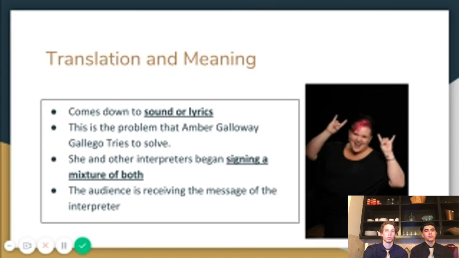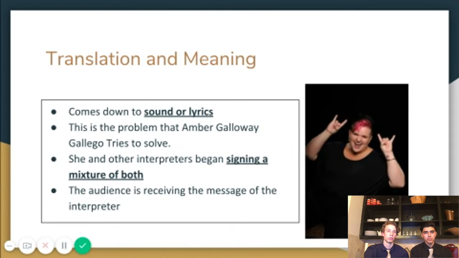Translation and meaning now. When it comes down to translating the meanings of songs, there's a choice between translating the lyrics and sound, meaning the interpreter would either sign the melody or the lyrics, because not every deaf person has the same range of hearing. Some may be able to hear the melody better than others. So to combat this, interpreters have been using this technique where they sign both simultaneously, combining signs, body motions, and facial expressions to emulate the effect that music has on the ears.